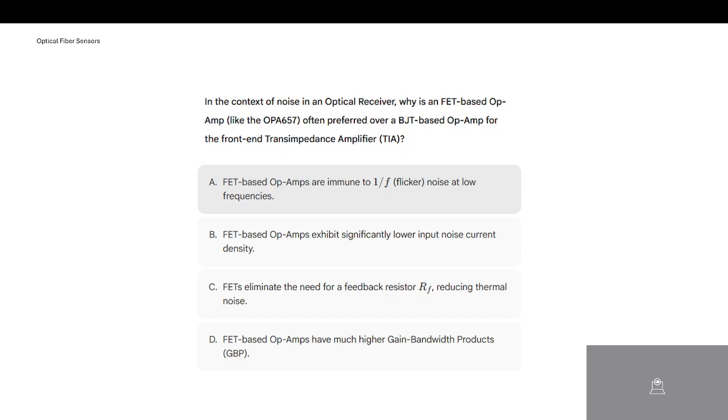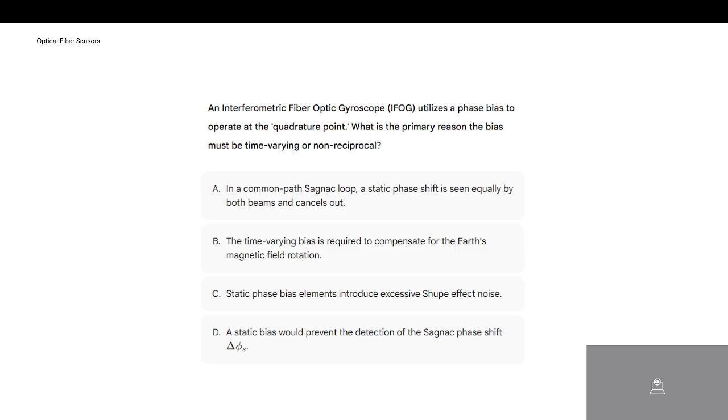What's your answer for this? Option B, sir. Okay. So FET based op amps exhibit significantly lower input noise current density. That is correct. That's why we are using FET, not BJT based op amps. Moving towards the next question.